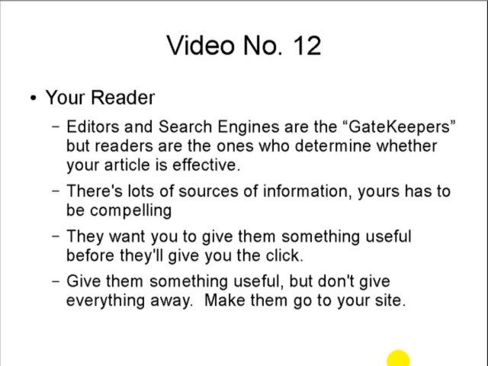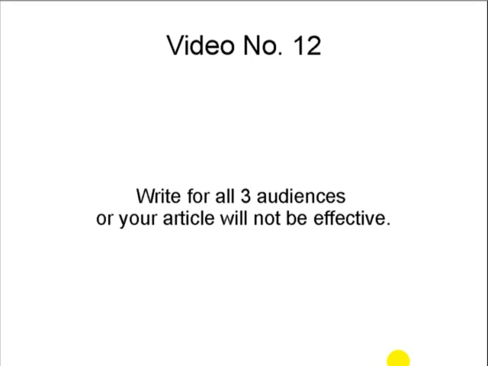Too many articles are written to get past the search engines or to get past the editors, and they don't have the reader in mind. You've got to keep the reader in mind when you write these articles. And one of the ways you do that is you give them something useful. You give them a nugget, but you don't give everything away. Instead, you say, for more information or for the best information, you have to go to my site. And that's how you write for your reader. Remember, you've got to write for all 3 audiences if you want to be effective. And keywords are an important part of this, but making sure that all 3 audiences are addressed is the big part.